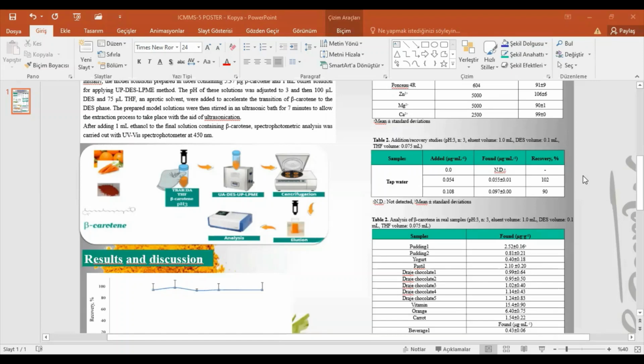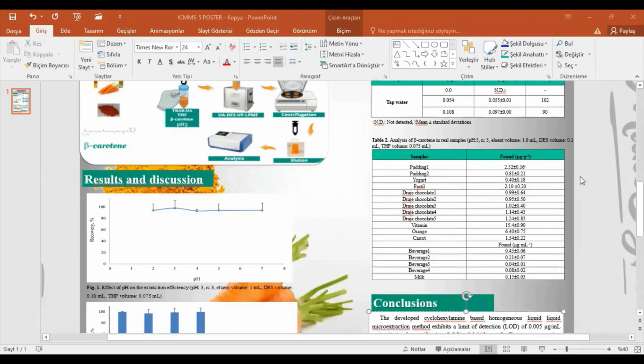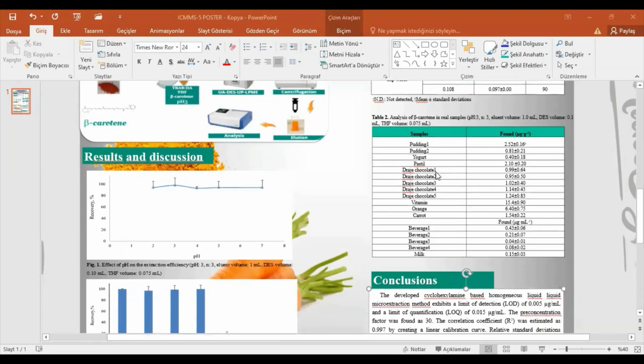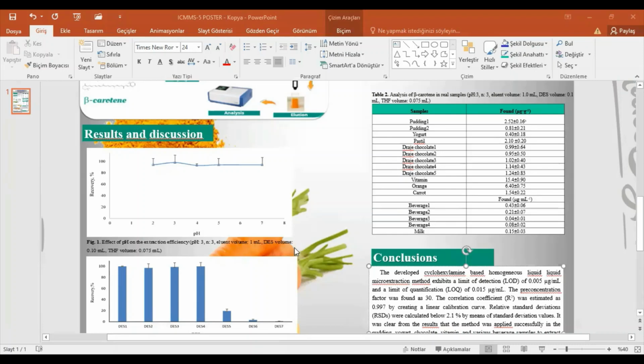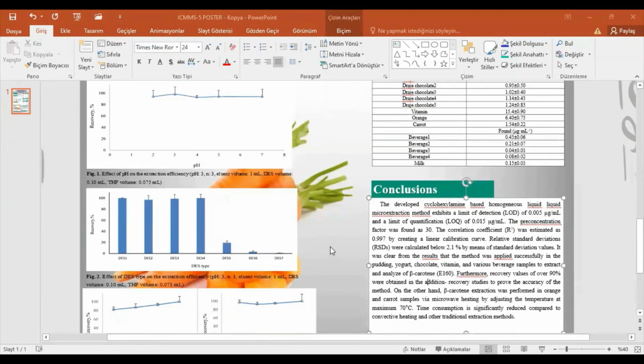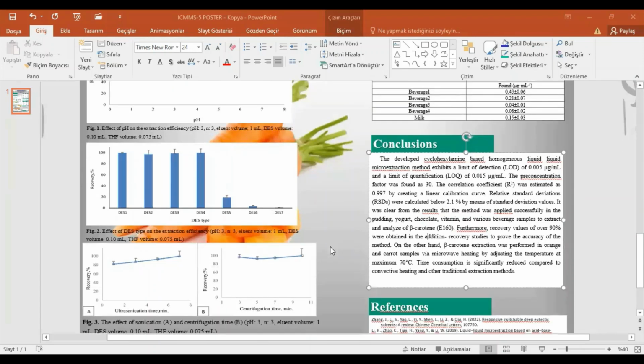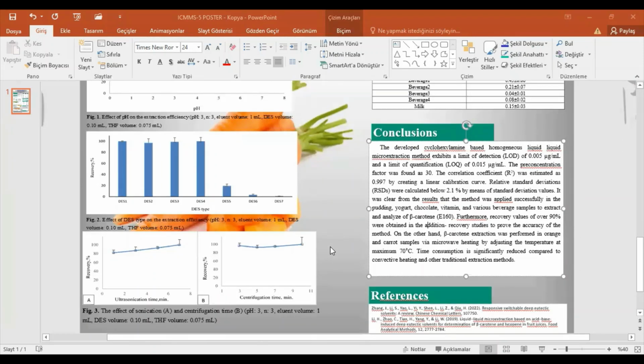In this study, some important parameters such as pH, sample volume, eluent volume, deep eutectic solvent time and volume, and matrix effect have been optimized. Quantitative recoveries were obtained at pH 3. The highest recovery values were obtained by using tetrabutylammonium bromide and decanoic acid. The best centrifugation and sonication times are 3 minutes and 7 minutes respectively.